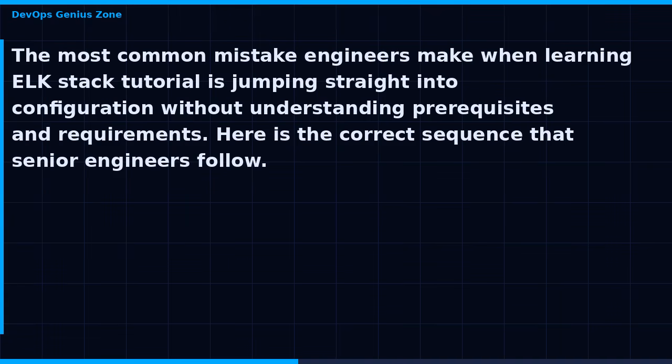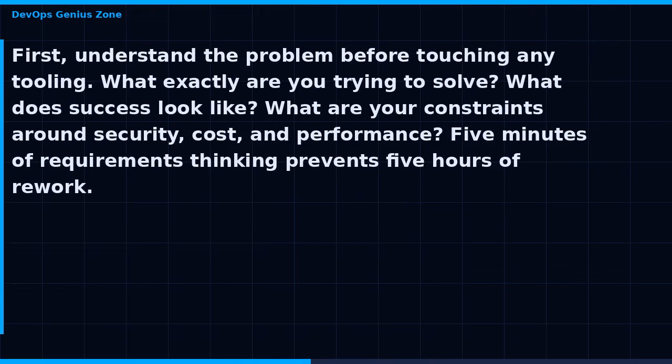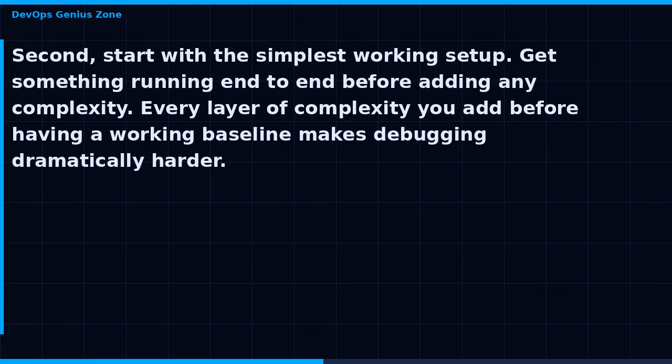Second, start with the simplest working setup. Get something running end to end before adding any complexity. Every layer of complexity you add before having a working baseline makes debugging dramatically harder. Third, version control every single thing from day one. Every configuration file, script, and infrastructure definition goes into Git with meaningful commit messages. This creates history, enables code review, and makes rollbacks trivial. Fourth, build observability in from the start.